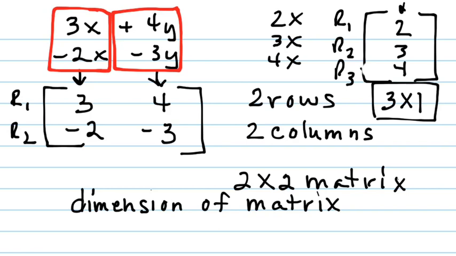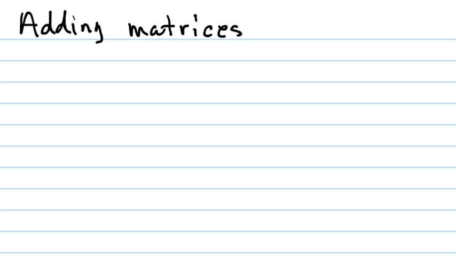Now, knowing things about the dimensions are important when you start working with the operations of these. And remember, anytime anyone says the word operation, they mean add, subtract, multiply, divide, right? So let's talk about the first operation we're going to be doing here, and that is adding matrices. You can take two matrices and add them together, but you can only do that if they are the same dimension.